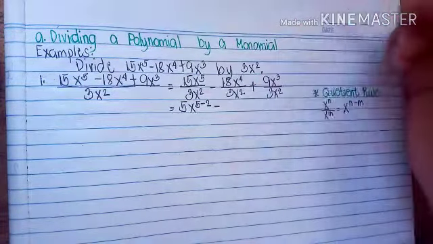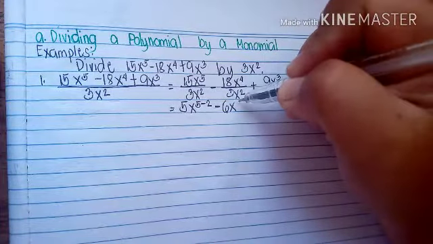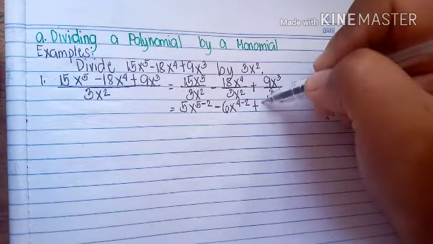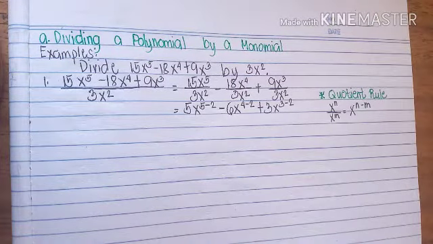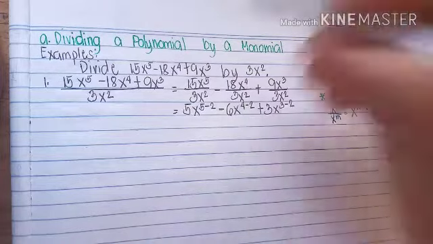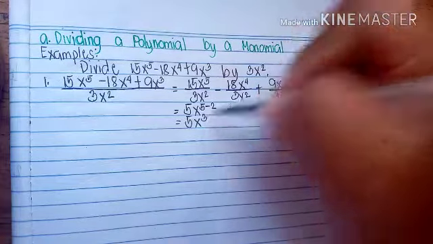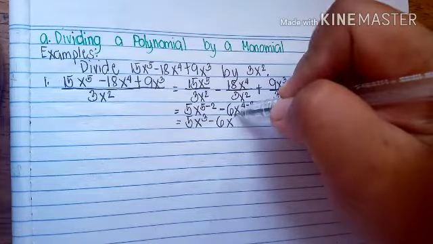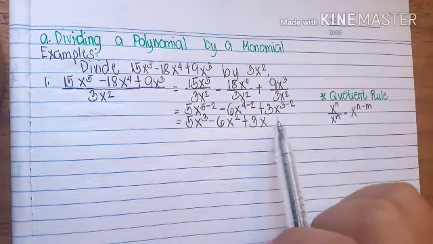And we now have minus 18 divided by 3, that would be 6. We have x raised to 4 minus 2 plus 9 divided by 3, that would be 3x raised to 3 minus 2. There. So simplifying the exponents of our x variables, we have 5x raised to 5 minus 3 is x cubed, minus 6x raised to 4 minus 2 is x squared, plus 3x raised to 1.